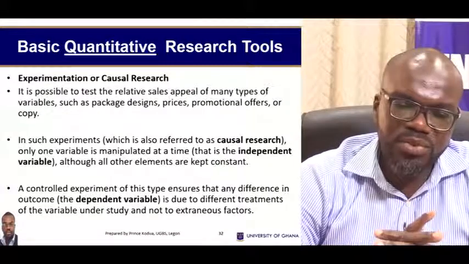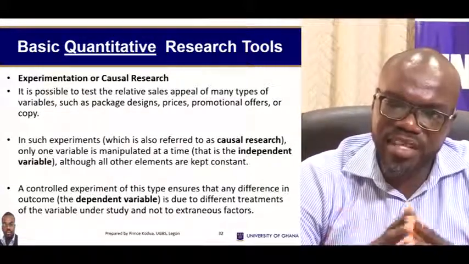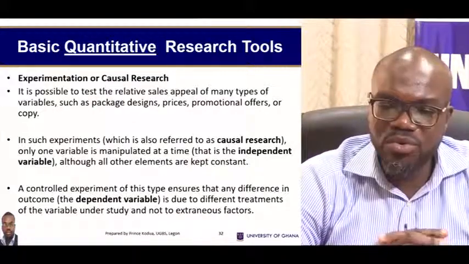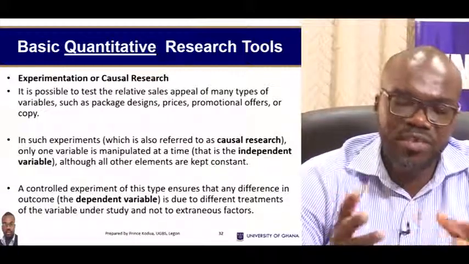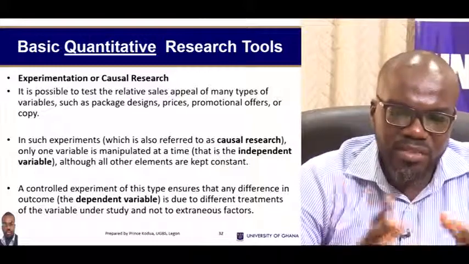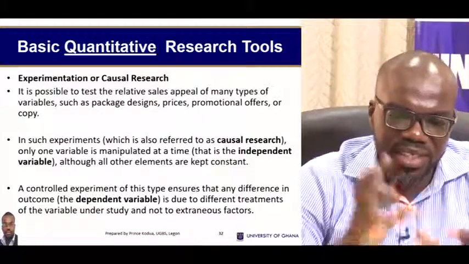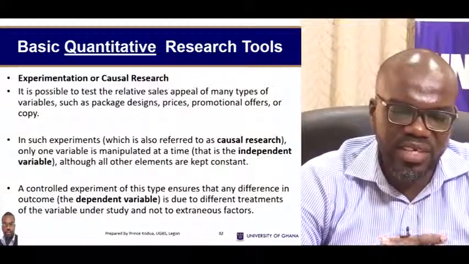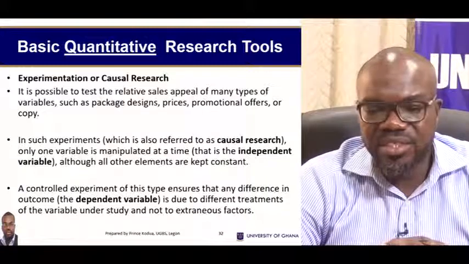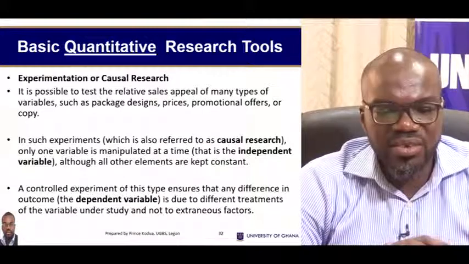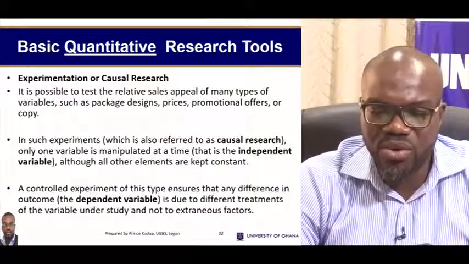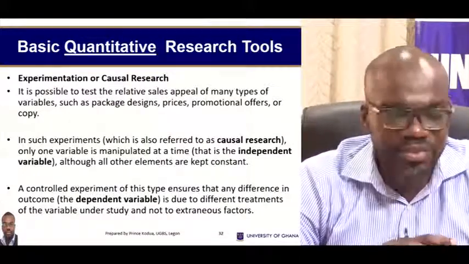So we are saying that it's possible to test the relative sales appeals of many types of variables such as package designs, prices, promotional offers, copy. When I say copy, I'm referring to advertising copy. We can use causal research or experimentation to test the relative importance of all these attributes. In such experiments, which is also referred to as causal research, only one variable is manipulated at a time. And we call that one the independent variable.